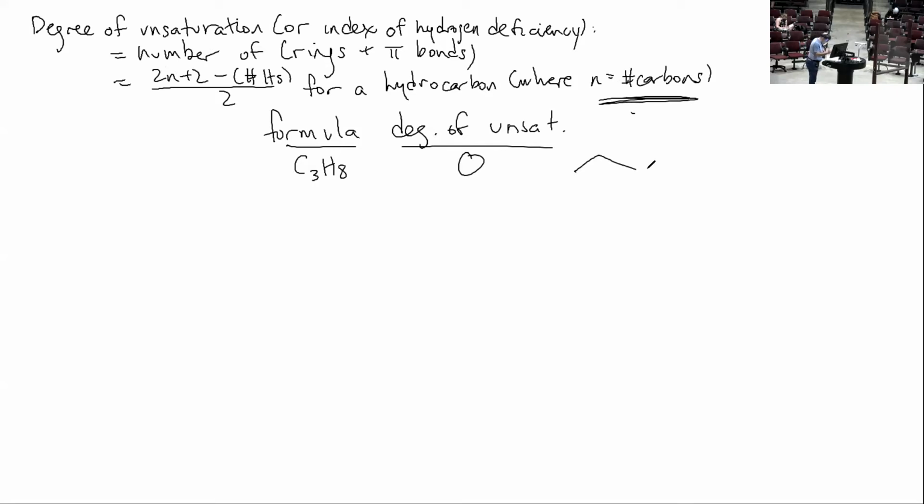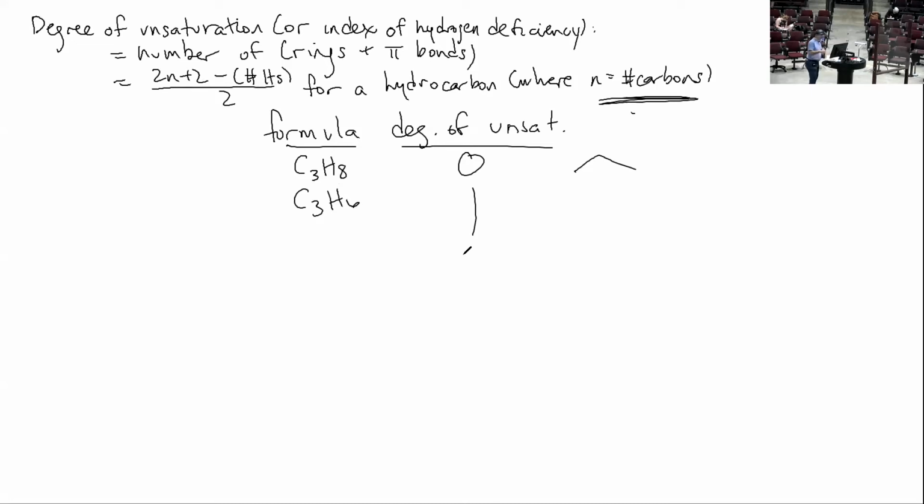What about one that's a little more interesting? What if instead we had C3H6? Well, again, n is the number of carbons. 2 times 3 is 6. 6 plus 2 is 8. We'll subtract the number of H's that we actually have, which is 6. 8 minus 6 is 2. 2 divided by 2 is 1. So that's a rather scary looking 1.